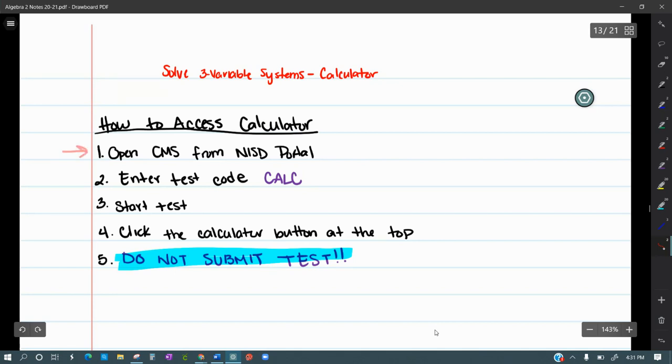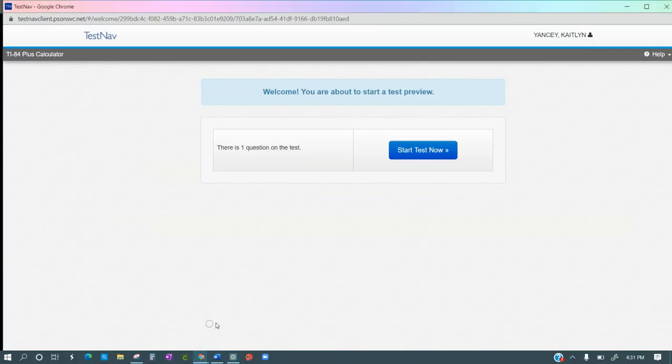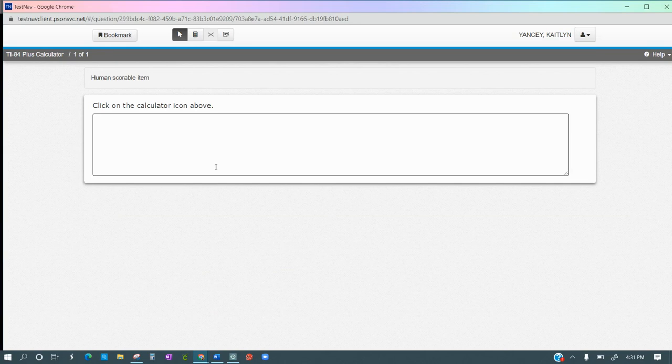You're going to open CMS from your Northside portal. When you enter CMS, you'll see a box underneath your name that says test code. You're going to enter the test code CALC, C-A-L-C, all caps, and press Start Test. When you press Start Test, you will see something like this, and you will see a blank question that says click on the calculator icon above. All this is for you to access a calculator.